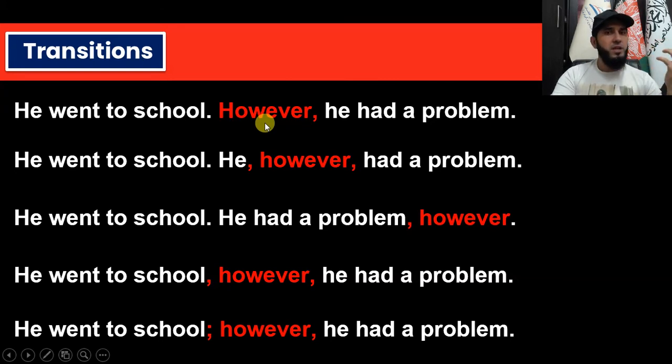They have the same meanings, but however is very common in daily English, and nevertheless and nonetheless are used in somewhat formal academic English. So he went to school, however, he had a problem. So the first way in written English, you use the transitional word at the beginning of your second sentence, and it should be followed by a comma, and you capitalize the transitional word.